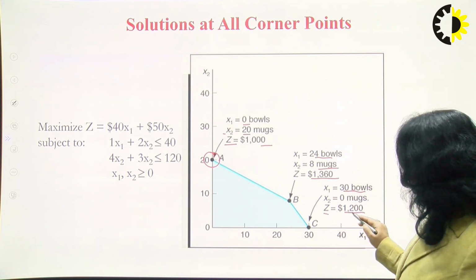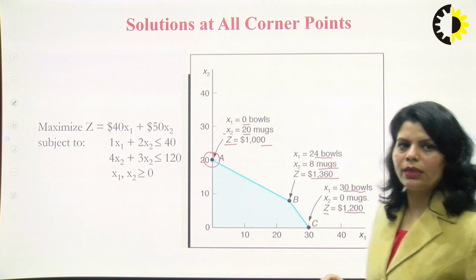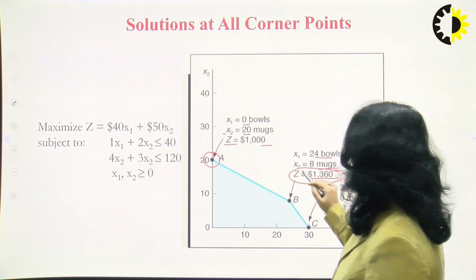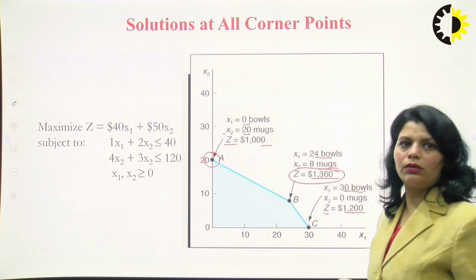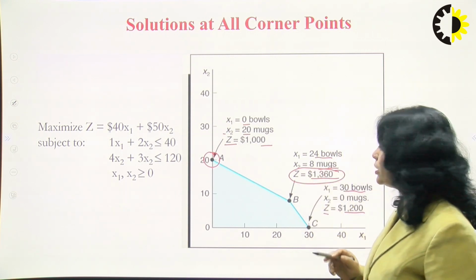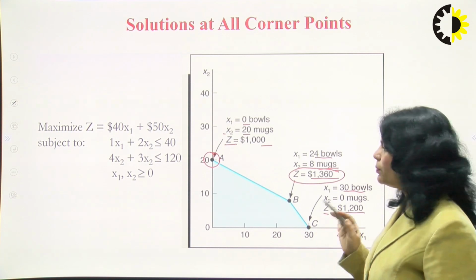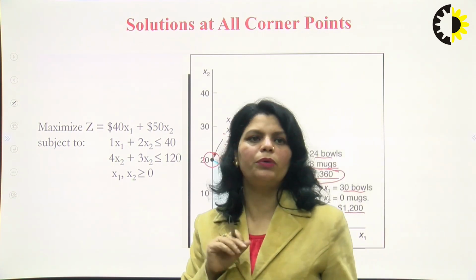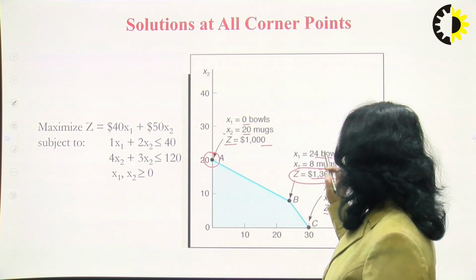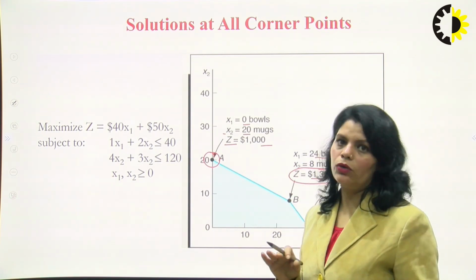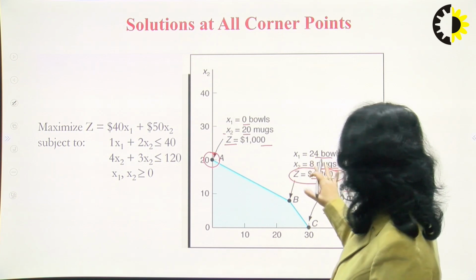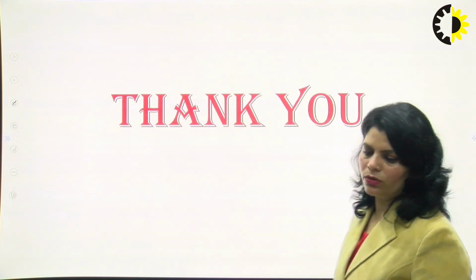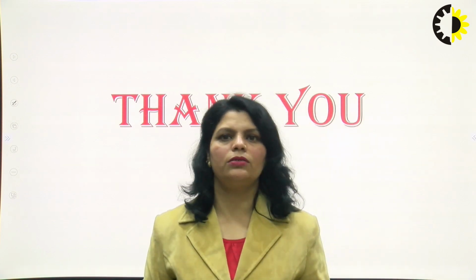When x1 was 30 balls and x2 was 0 mugs, we got the value of z as $1200. So we can see here that the value of z is maximum when the coordinates are 24 and 8. It means 24 balls should be produced per day and 8 mugs should be produced per day to maximize the profit. So this is our solution. This is all for today's lecture. Thank you very much.